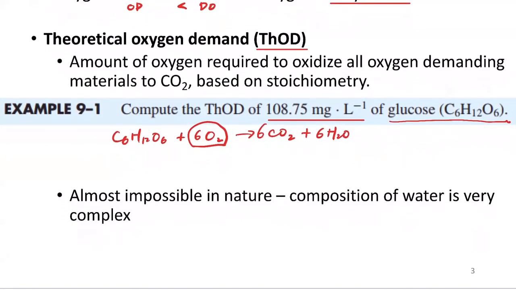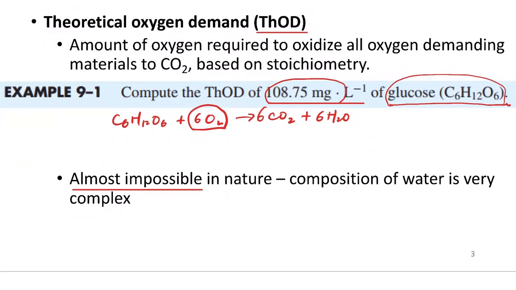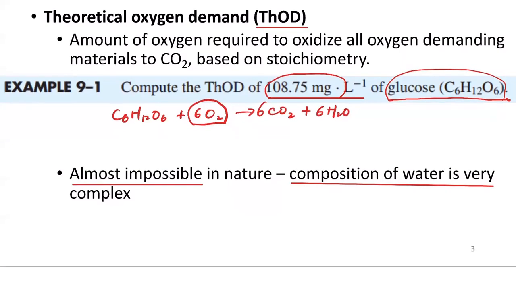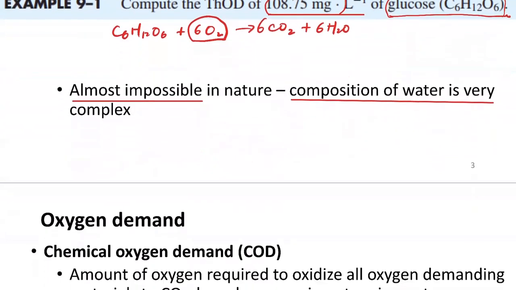But we also mentioned that determining this theoretical oxygen demand is almost impossible, mainly because there's no wastewater where you know the composition of the waste in there and the concentration of the waste. It's going to be very difficult for us to tell the composition of wastewater. It contains all different types of organics. The composition is so complex that we cannot do this calculation to determine the theoretical oxygen demand.